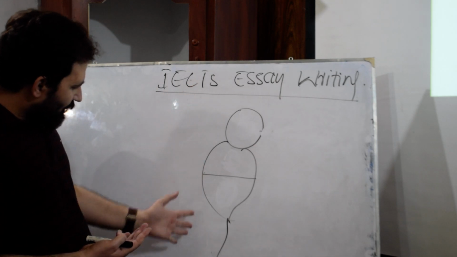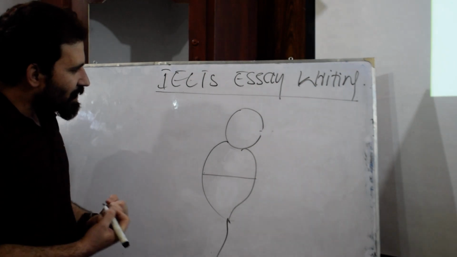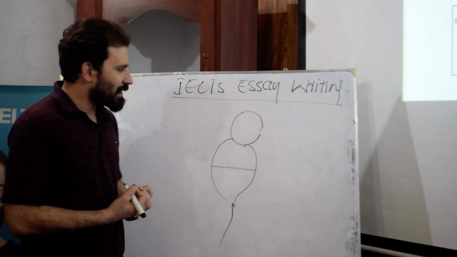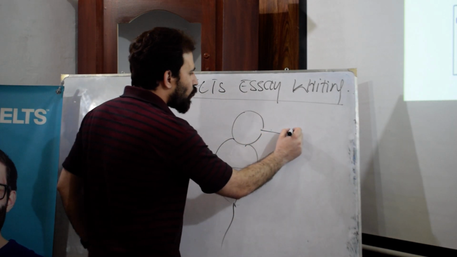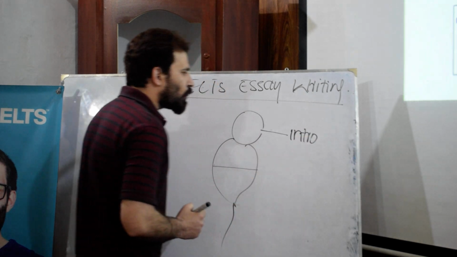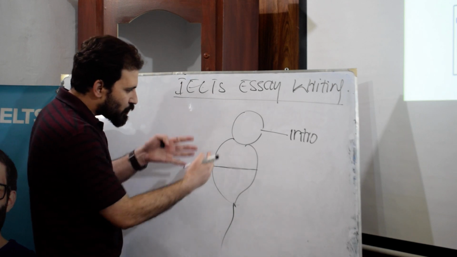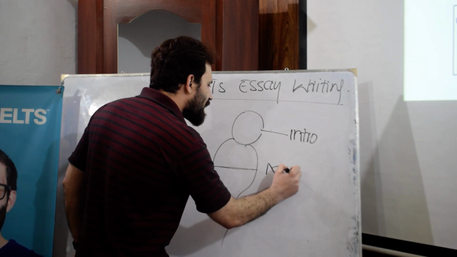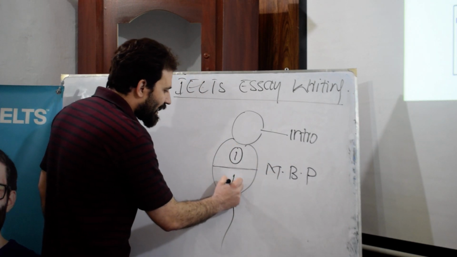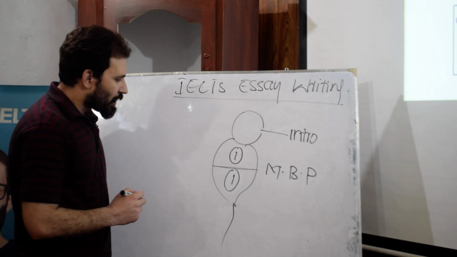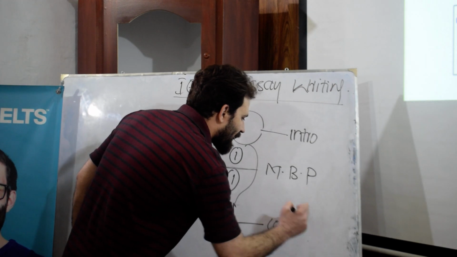I have drawn a small picture. Suppose it's a kid. When you start writing your IELTS essay, the first paragraph is like the head of the kid, and we call it an introduction paragraph, or intro. The second part, can you see I have divided the main body into two parts? This is called main body paragraph number 1, and this is called main body paragraph number 2. And after that we come towards the tail, and this is called the conclusion paragraph.